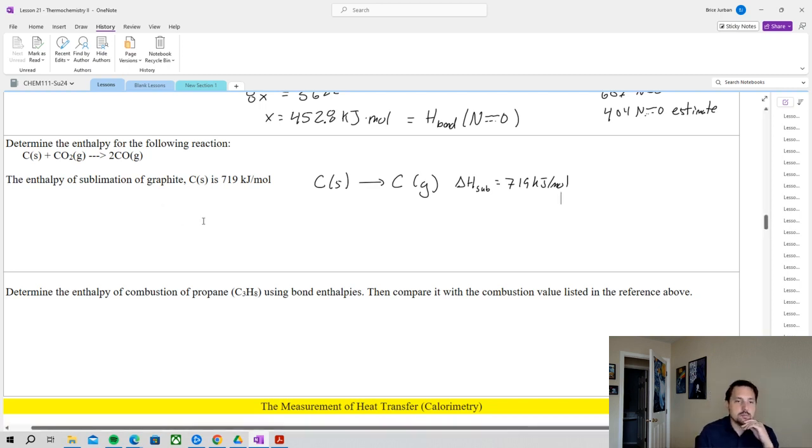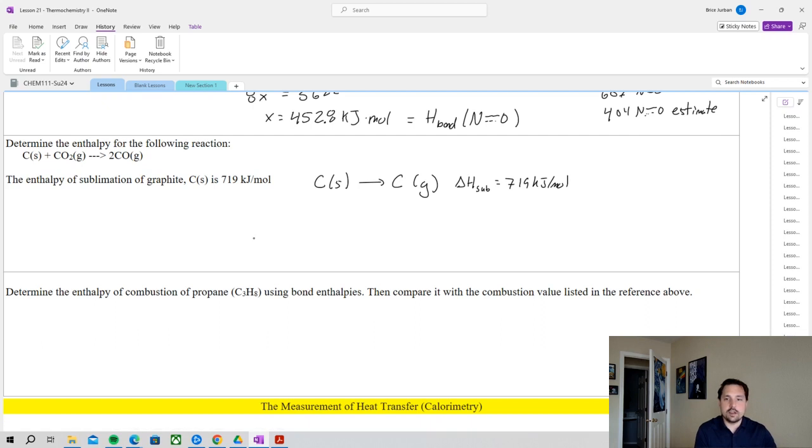What we need to know is, I think what I was trying to do here is I was wanting to predict this by using bond enthalpies, and well, we can't do that when carbon is in the solid state. So we need to first convert it here into the gaseous state. Okay, so now we've done that. We know it's going to require this much energy. So if I want to calculate the enthalpy of this reaction, we'll need to add this energy in at the end. Okay, so let's look at CO2.